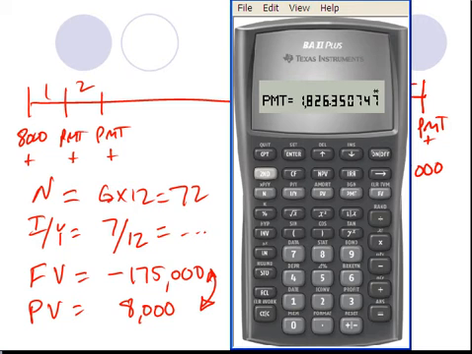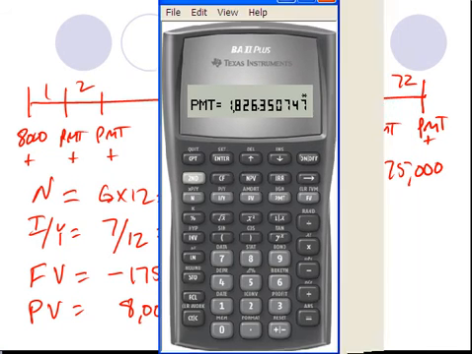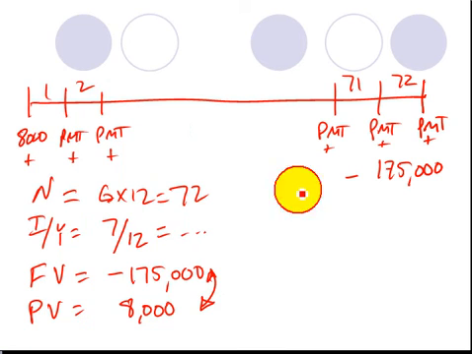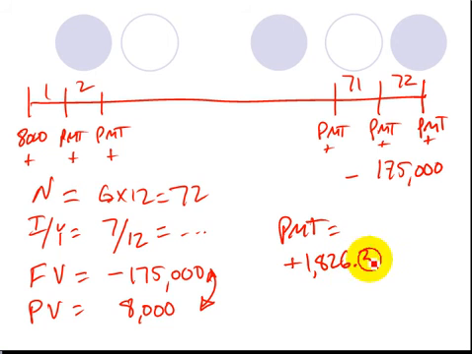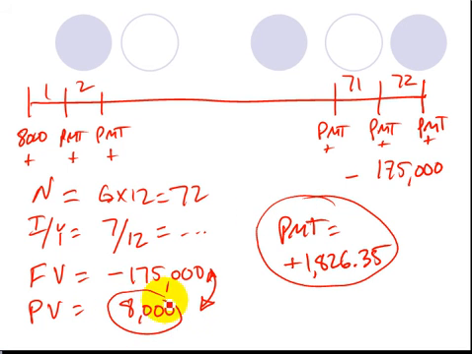And notice the payment is $1,826.35, and it's a positive number. All right, that makes sense because you're going to have to invest $1,826.35 and invest $8,000 in order to be able to withdraw $175,000. So these will all be of the correct signs. The withdrawal in this case is minus and the investments are positive. You could of course do them the other way. The investments could be minus and the withdrawal could be positive. Either way you get the same answer.